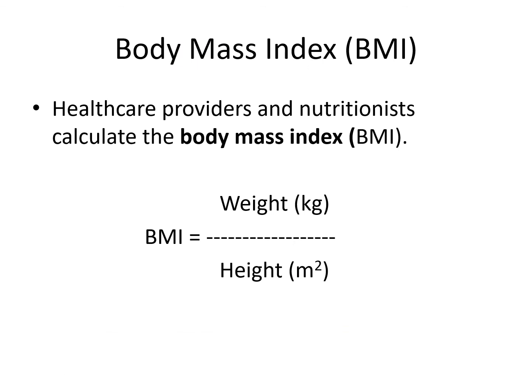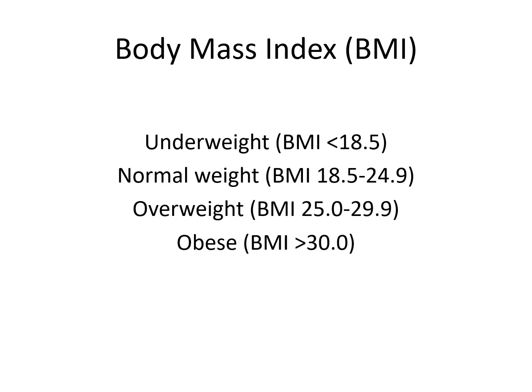Another way of measuring metabolism is what's called the body mass index, or BMI. Many healthcare providers and nutritionists use the BMI. BMI is calculated as the weight in kilograms over your height in meters squared. And we can make some estimations using that once you know your BMI. If your BMI is under 18, you're underweight. Normal weight is around 18 to 25, overweight is higher than 25, and obese is over 30.